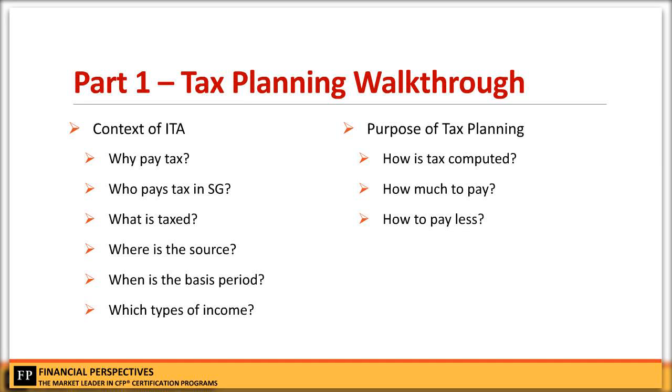First thing we must understand is the Income Tax Act, right? Because everything in tax planning boils down to the Income Tax Act. So we need to talk about the context of the ITA, which is something we have covered in the first chapter of Module 3. There are altogether 6 Ws that we need to know, as well as 3 Hows, the purpose of tax planning. The first W has to do with the why.